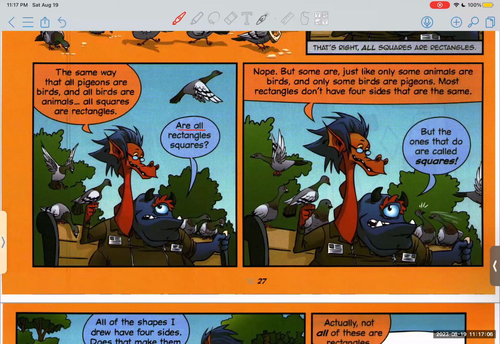So are all rectangles squares? Is that right? We can just nod or shake our head. We agree? No, I wouldn't agree either. Not all rectangles are squares, but all squares are rectangles. Right here, it says nope, but some are. It's like only some animals are birds and only some birds are pigeons. Most rectangles don't have four sides that are the same. But the ones that do are called squares, and that is true.